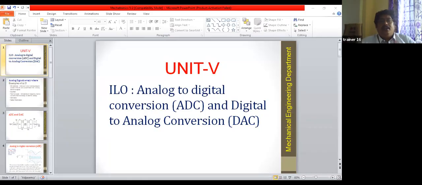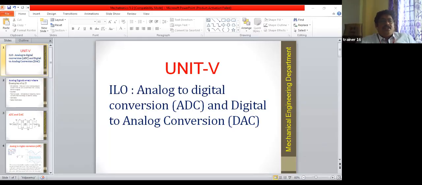The next, see here, the data acquisition has signal conditioning, analog to digital conversion, and also digital to analog conversion according to our requirement, or the combination of these two. Signal conditioning we already discussed in unit 2, so we are not going to discuss that one. Now we are going to discuss analog to digital conversion and digital to analog conversion, right? Then this data acquisition system will be complete.